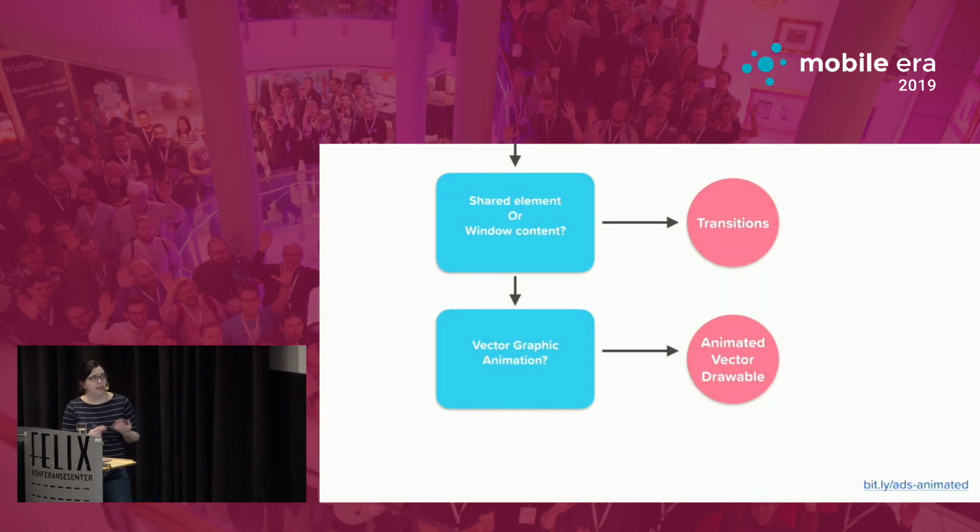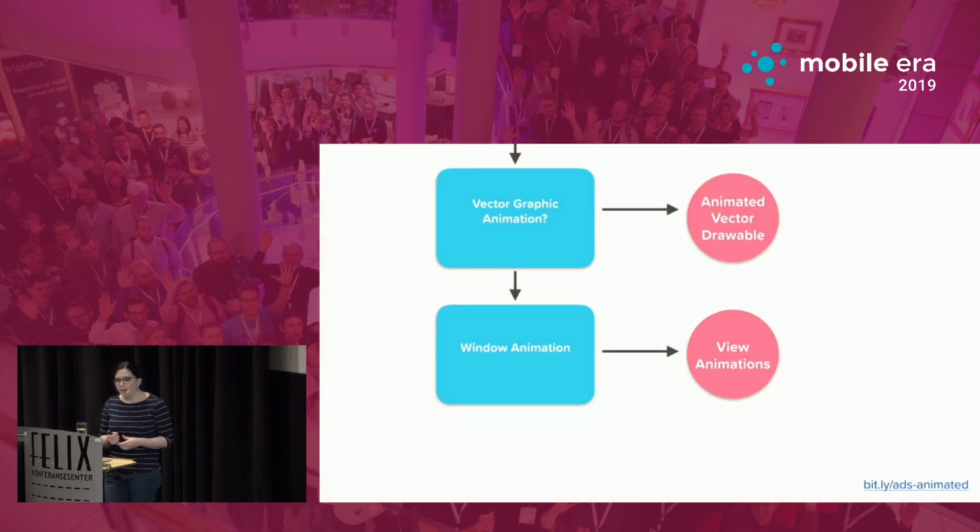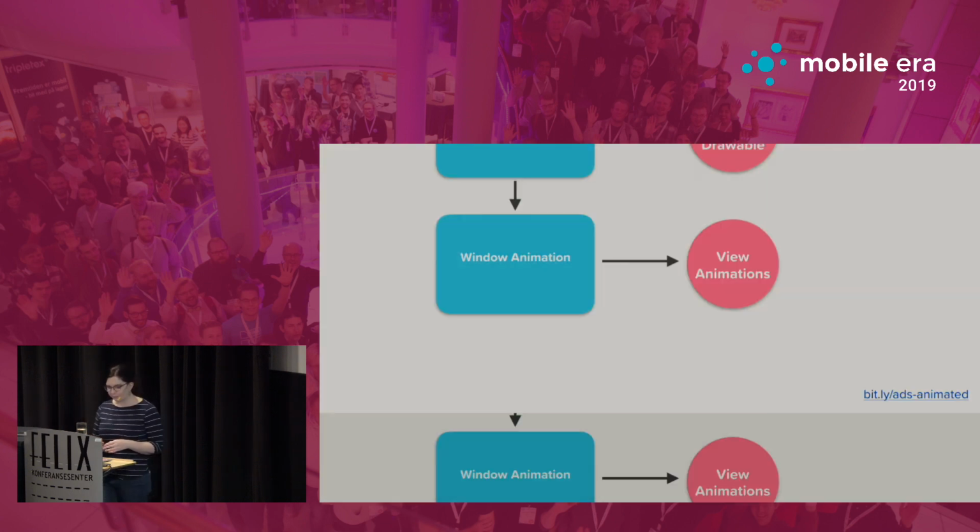And if you want to do a vector graphic animation, you would probably use AnimatedVectorDrawables, like we discussed first on. Those are typically for those small little icon animations. Maybe you want to look at also using Lottie from your designers, if they can make more complex ones at that point. And then if you have window animation, so if you want to do things on your actual window, you would probably at that point use view animations.